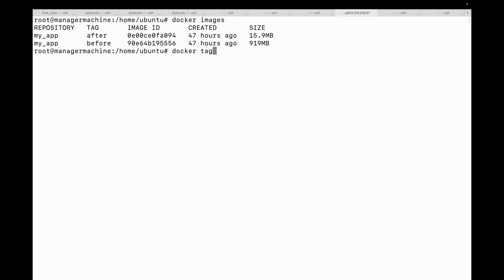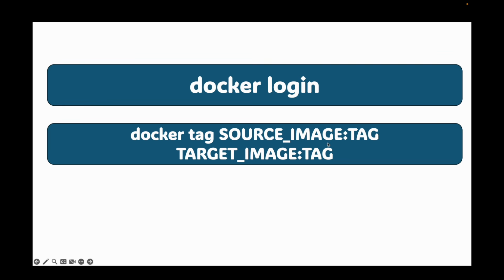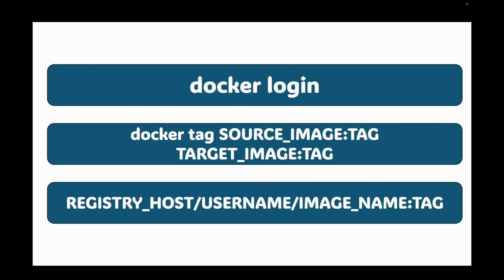The docker tag command does not create a new image. It simply creates a new reference to your existing image. The syntax would be docker tag your source image colon tag and then target image colon tag. A proper tag for Docker Hub must follow a specific format. It should be your registry, like in this case Docker Hub, your username, which is your Docker Hub username, and then your image name colon tag.